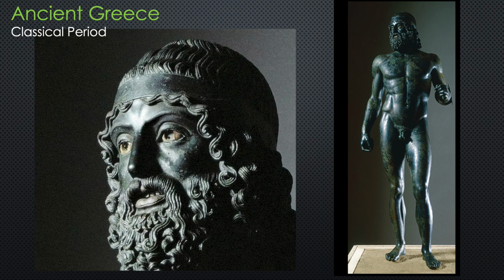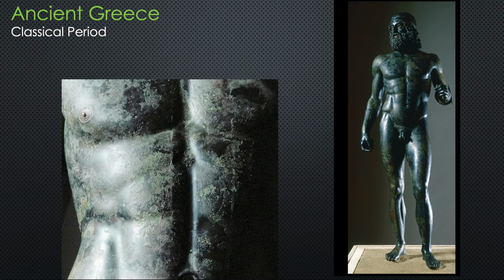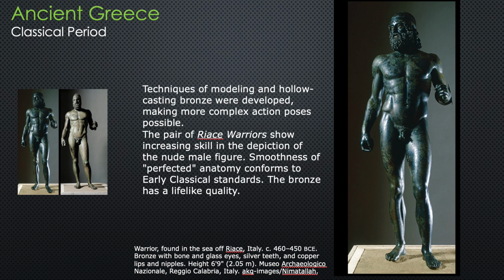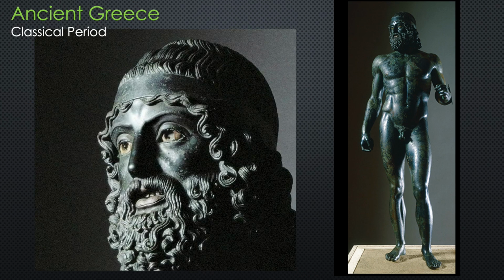And here you can get a good look at part of the eye. So like I said, it was made of an inset of something. I believe it's shell. I think the one before says what it is. Bone and glass eyes, and silver teeth, copper lips and nipples. Okay, so bone and glass, and then you see all of his long curly hair. So his hair is long like the archaic figures, but it's not dressed in that same way. It's more of a natural look with just kind of flowing curls and a headband.